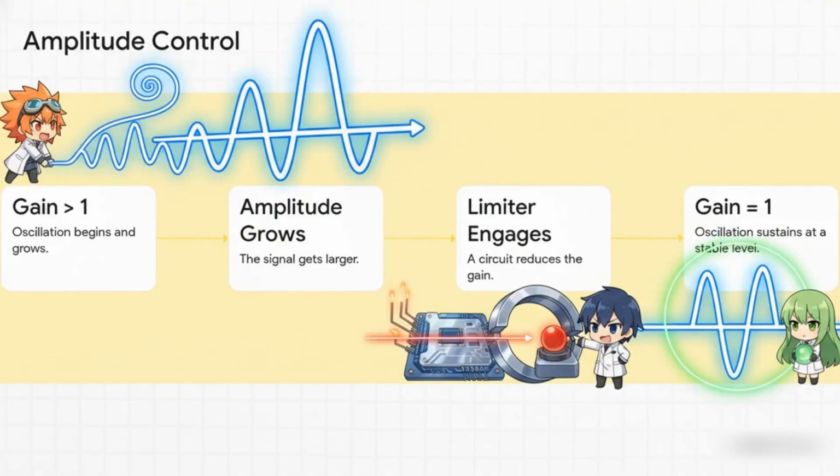So how on earth do you hit a gain of exactly 1? That's like balancing a pin on its head. Well, here's the clever part. In the real world, you kind of cheat. You actually start with a gain that's just a little over 1. That gets the oscillation started and lets it grow. Then, just as it's getting big enough, a little limiter circuit kicks in and automatically pulls the gain back down, locking it in right at 1. It's a beautiful, self-correcting system for a perfectly stable signal.